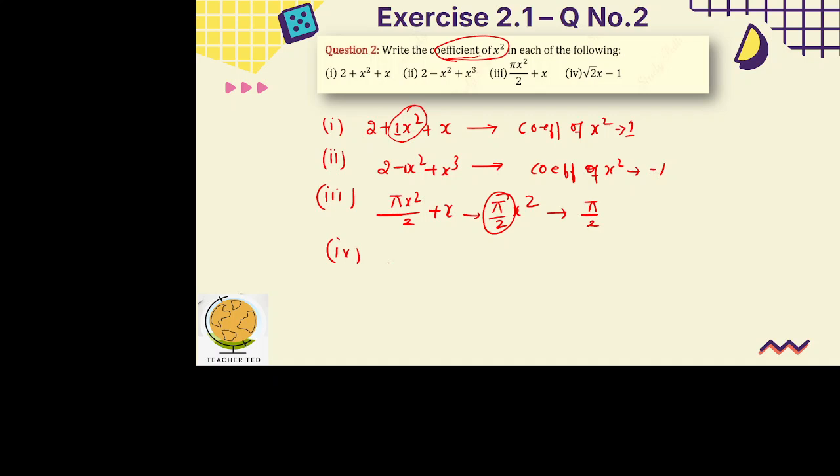Similarly for the fourth problem, root 2x minus 1. You observe here in this term there is no x square term and here also there is no x square term. We can directly say that it is not present, there is no coefficient for x square because the x square term is not available in this problem. I hope all of you understood this.